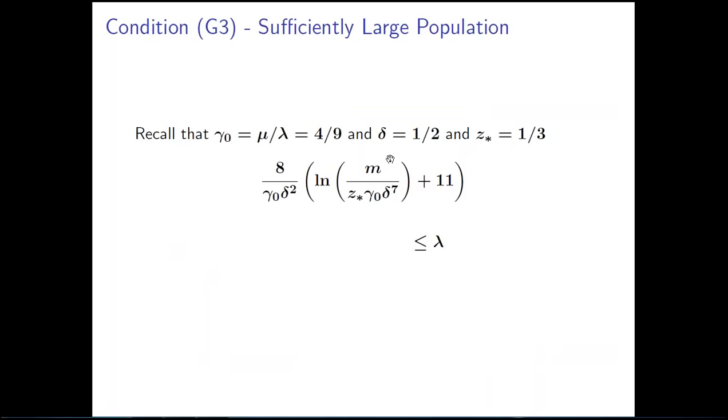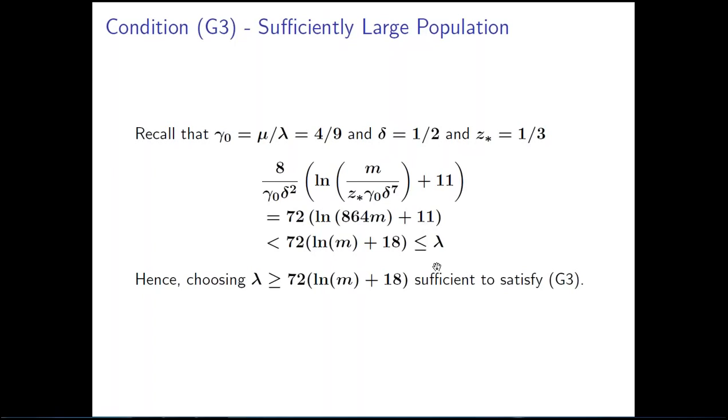So we need to make sure that the lambda is larger than this expression. And so just by plugging in the values now of these parameters, gamma naught, delta, and z, here it should be set min, so the minimum probability of upgrading, we get that we satisfy condition G3 by picking lambda larger than 72 times log m plus 18. Okay?